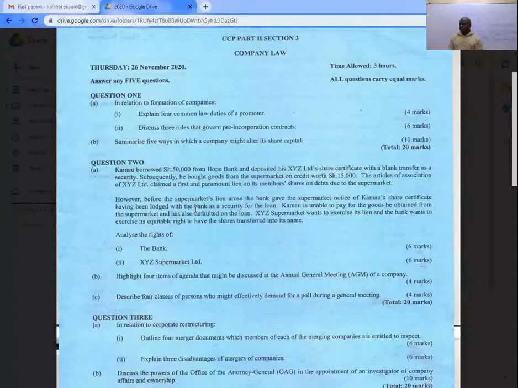Analyze the rights of the bank, and number 2, XYZ Supermarket Limited. You can see that there are two aspects coming out here. There's the right of lien on the shares of the supermarket and also the mortgaging of shares. The supermarket in this case has a right of lien on the shares of this person known as Kamau. Also, he has used the shares as security to get a loan from the bank. So what are the rights? Analyze the rights of the bank.